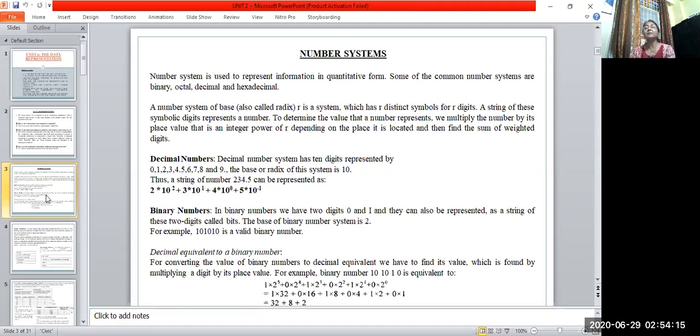Why will we learn about the octal number system? Because we use the octal number system to represent binary values in a shorter form, in short-form notation. So we will learn about the octal number system. And the next one is the hexadecimal number system.